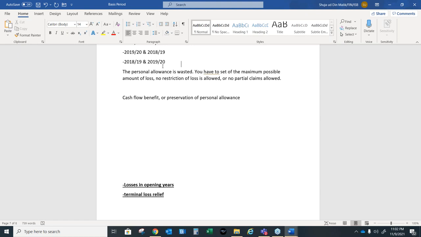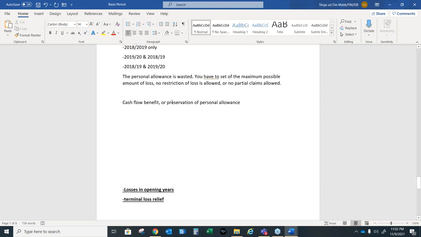This is number one. Or if the preference is to preserve the personal allowance, you will be trying to set off your loss against the year where the maximum amount of loss is covered, but without wasting your personal allowance. So you have these considerations side by side going with you. You have to pick the option that is not wasting personal allowance and giving you cash flow benefit. That will be the best suited option.